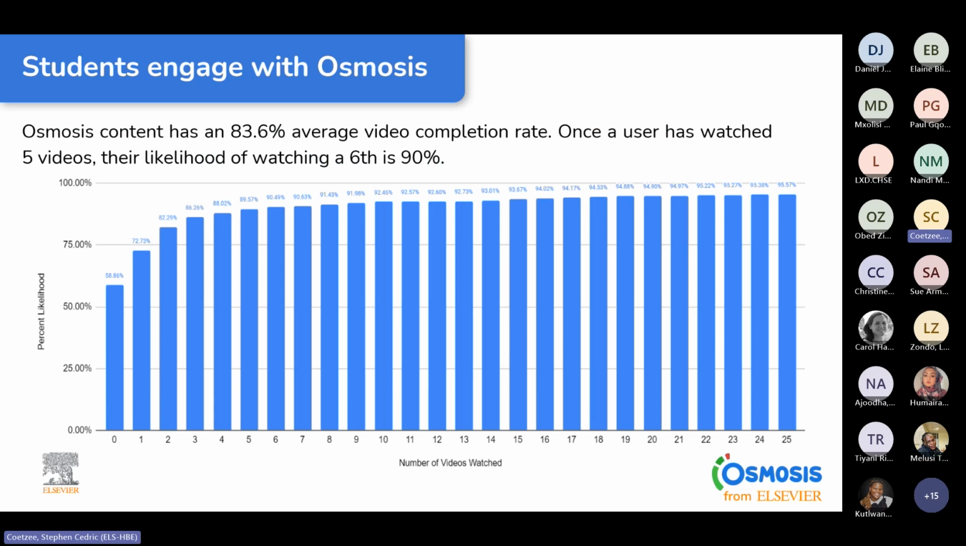Very interestingly, we've seen students engage with Osmosis significantly across the institutions in South Africa. In fact, currently, Osmosis content has an 83.6% average video completion rate. So once a user has watched 5 videos, their likelihood of watching a 6th is 90%, which is phenomenal. So we really see that students love to engage with the platform.